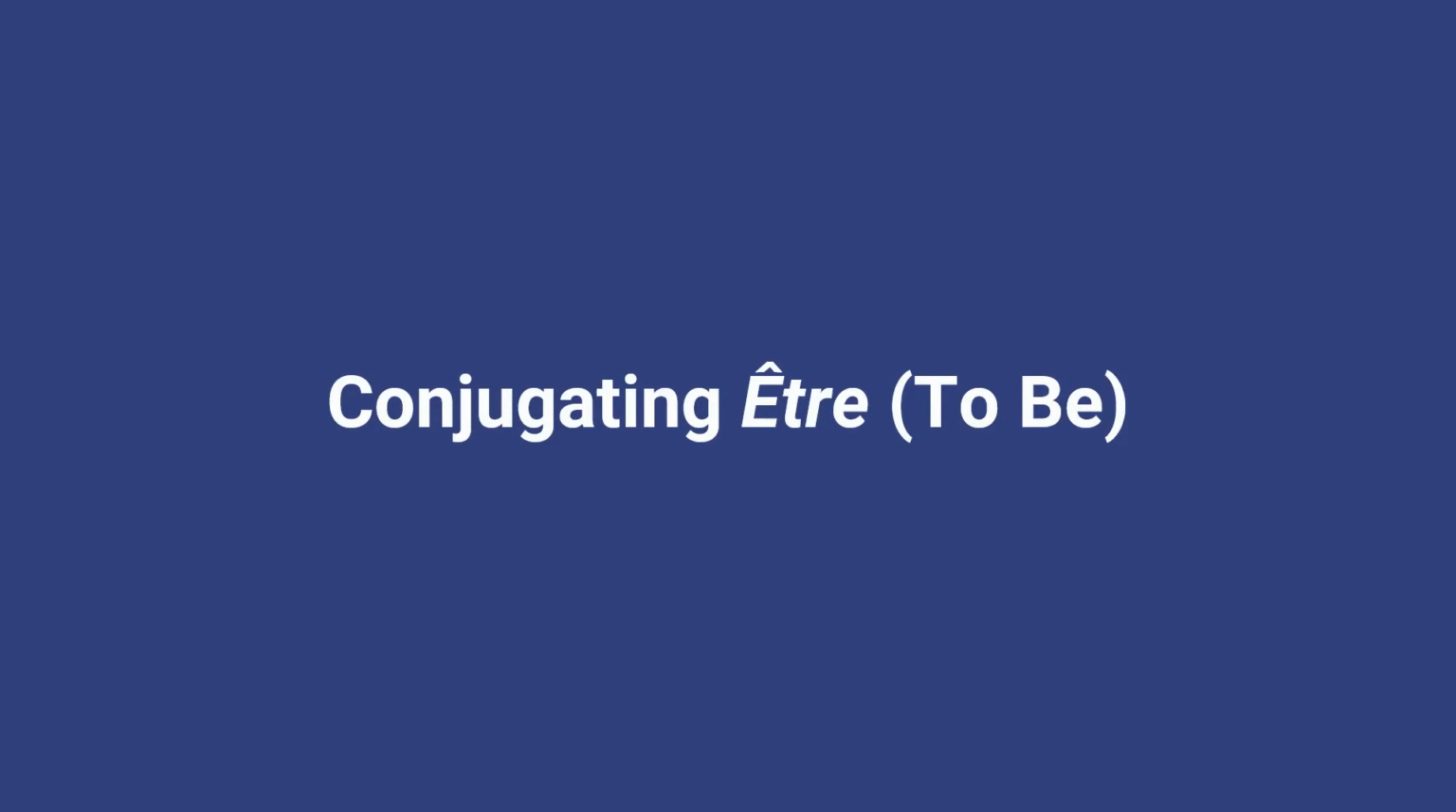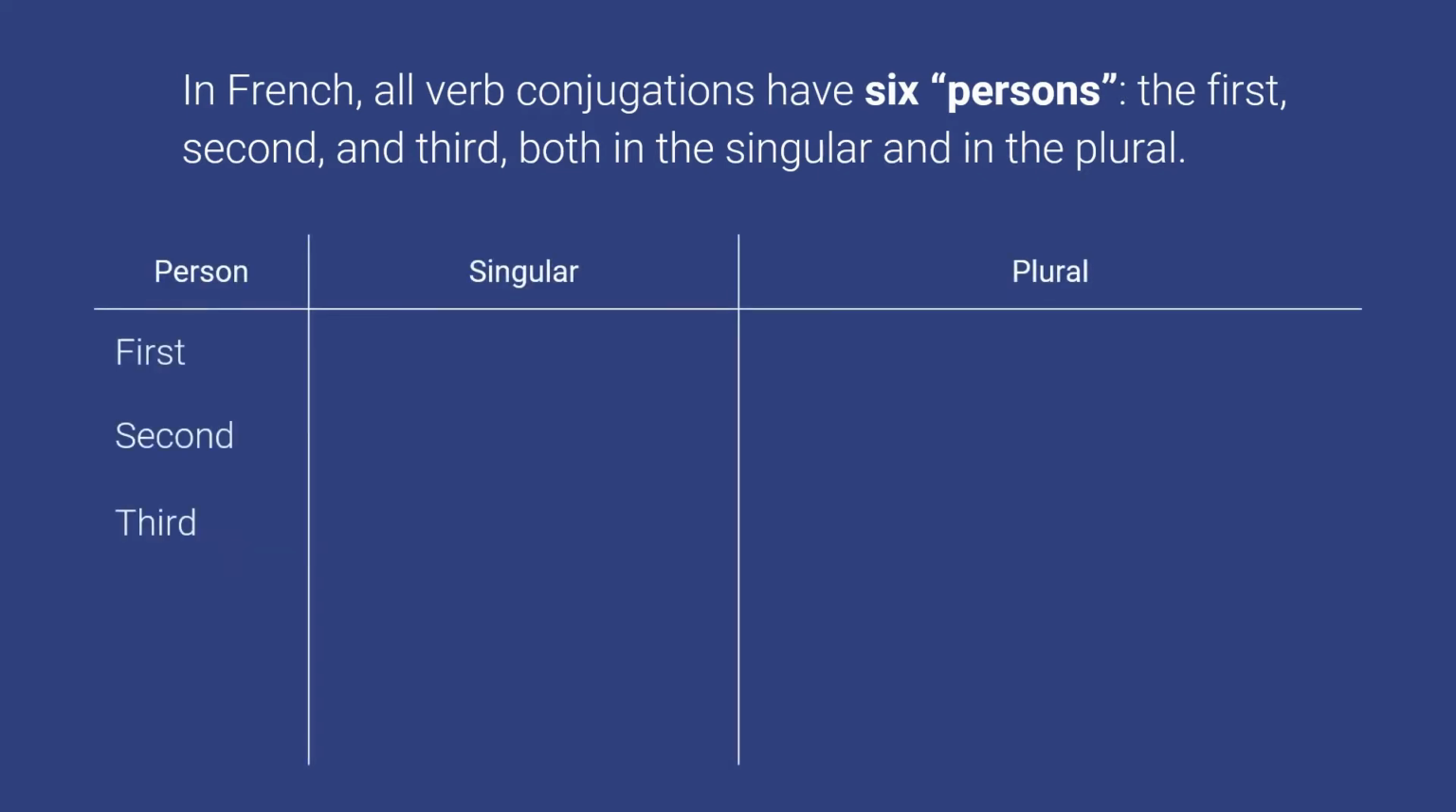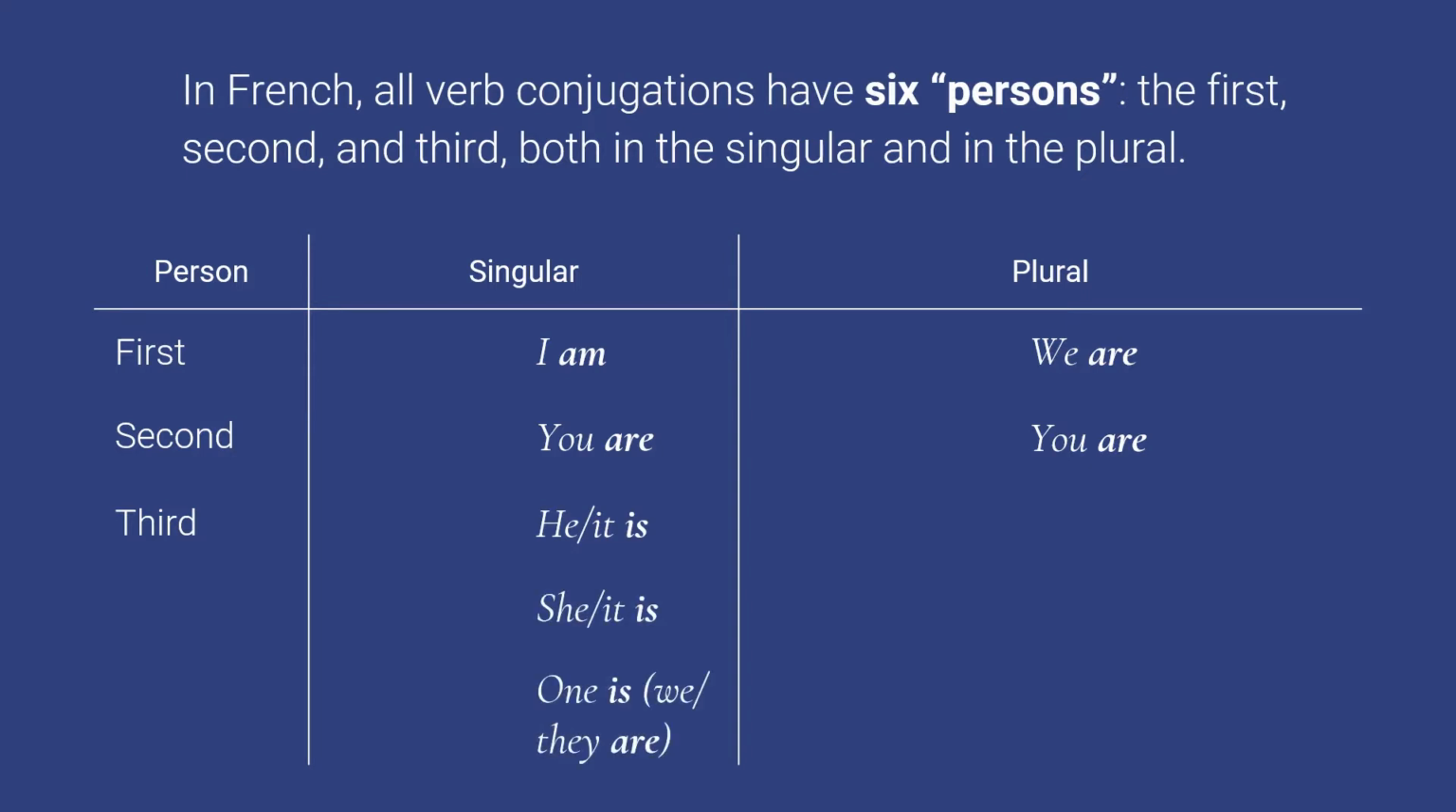So how do you conjugate être? In French, all verb conjugations have 6 persons. The first, second, and third, both in the singular and in the plural. The first person singular refers to I, while the first person plural refers to we. The second person singular is you, as in, you are a student, while the plural is, again, you, like in, you are students. The third person singular is he, she, it, one, while the plural is they.